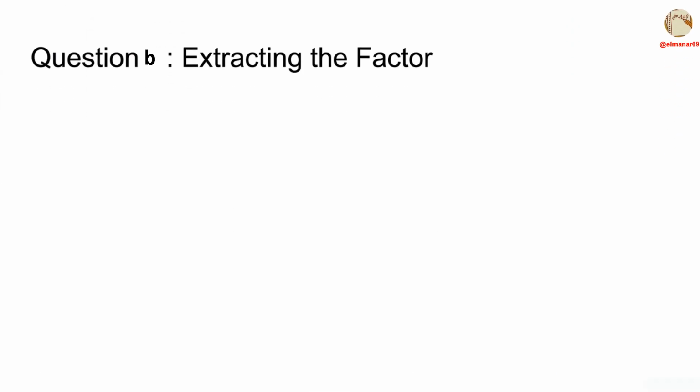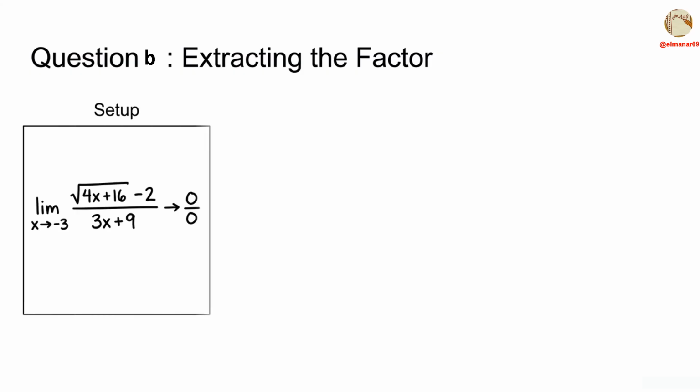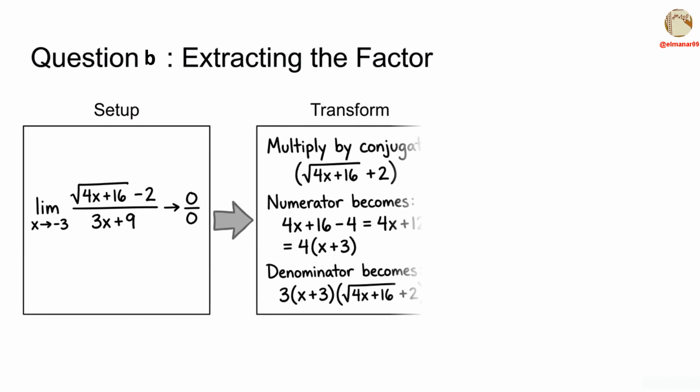Let's practice again with question B, extracting the factor. This slide shows you a perfect workflow for your exam papers. First, setup. Start by writing the limit and confirming it's the 0 over 0 indeterminate form. Next, transform. This is where the algebra happens. Multiply by the conjugate, the square root of 4x plus 16 plus 2.